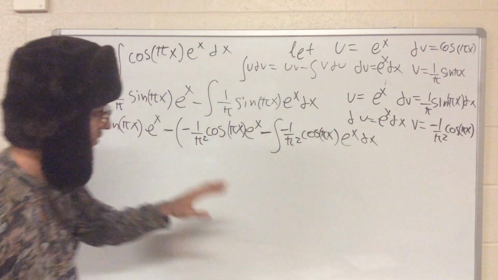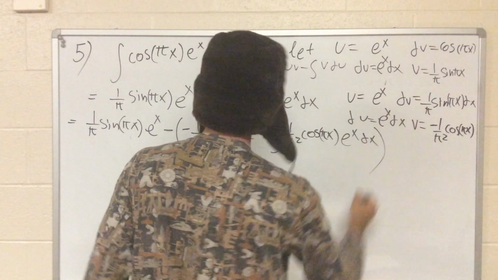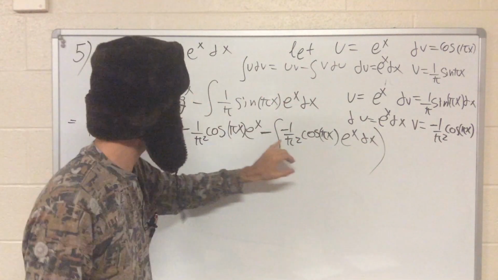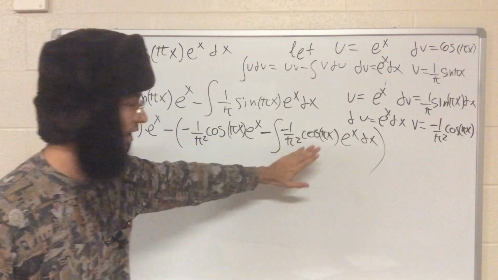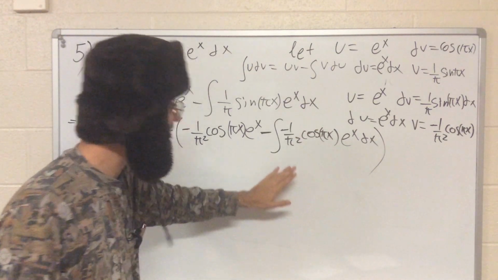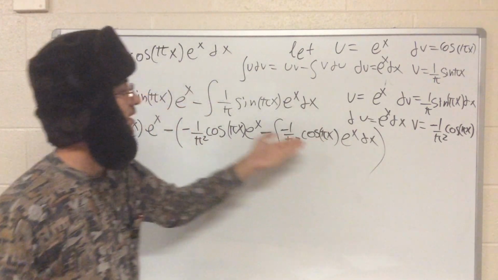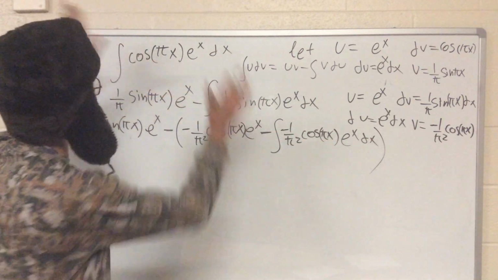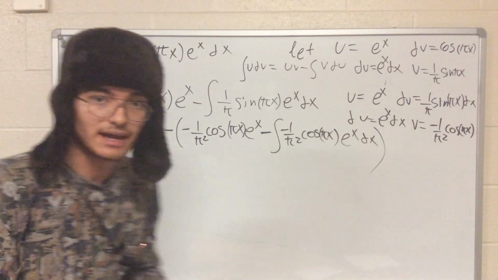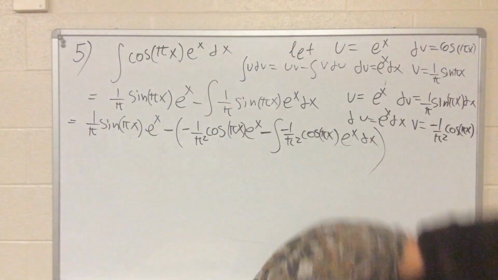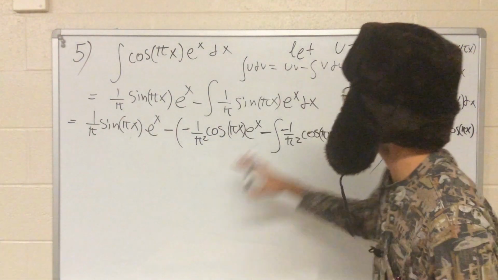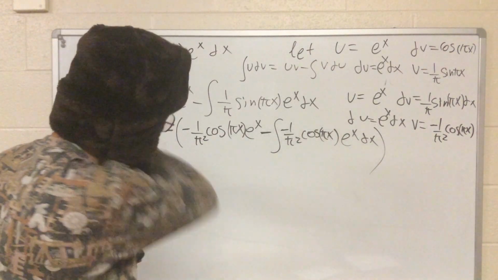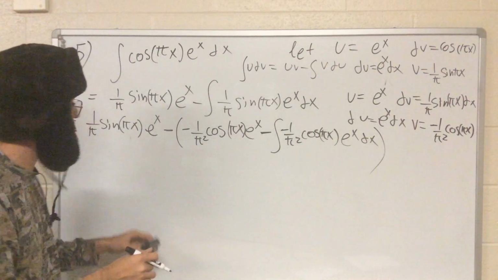Nice. We've reached the point where we have the integral of this equals all of this. And if you notice over here, we have the integral of 1 over pi squared times cosine pi x times e to the x dx, which is essentially the same as this with a different factor. So what we want to do is take those factors together and then factor it out. That's naturally what we would do. So let's distribute the signs over here.